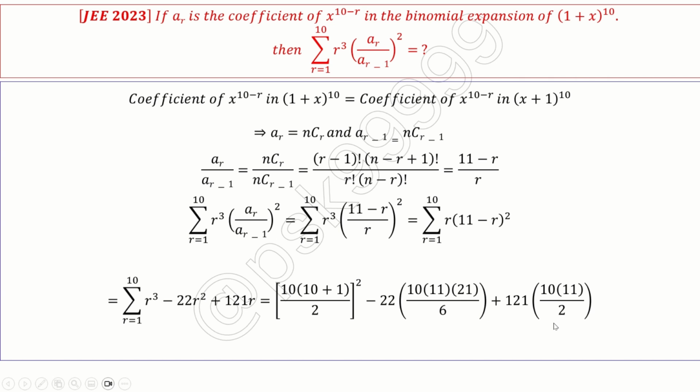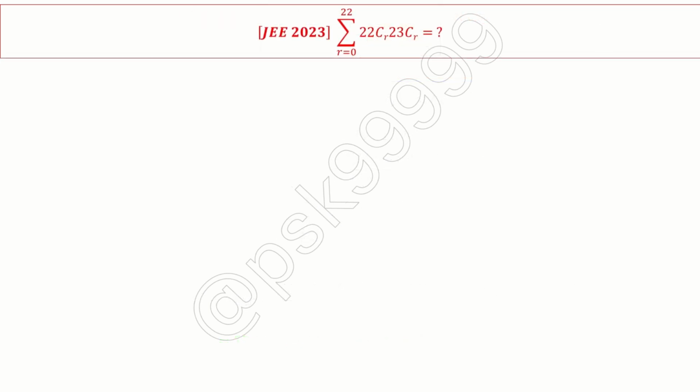Okay, now it's just a matter of simplification. If you simplify, what you will get is 1210. That's the answer. Next, sigma r equal to 0 to 22 of 22Cr into 23Cr equal to how much?